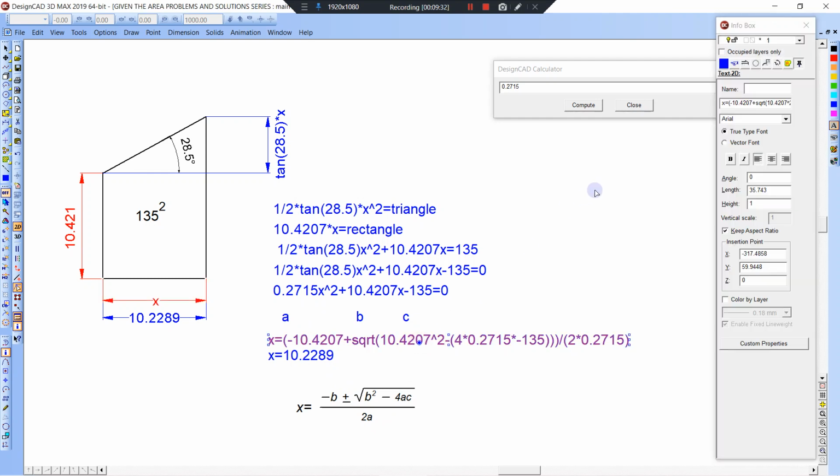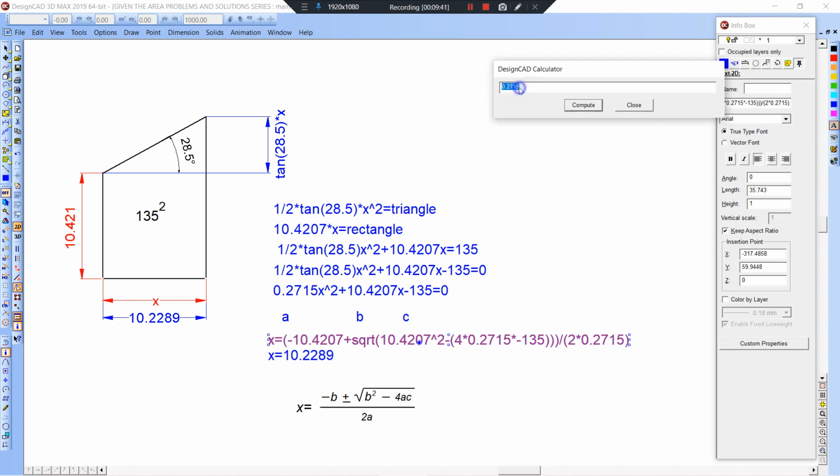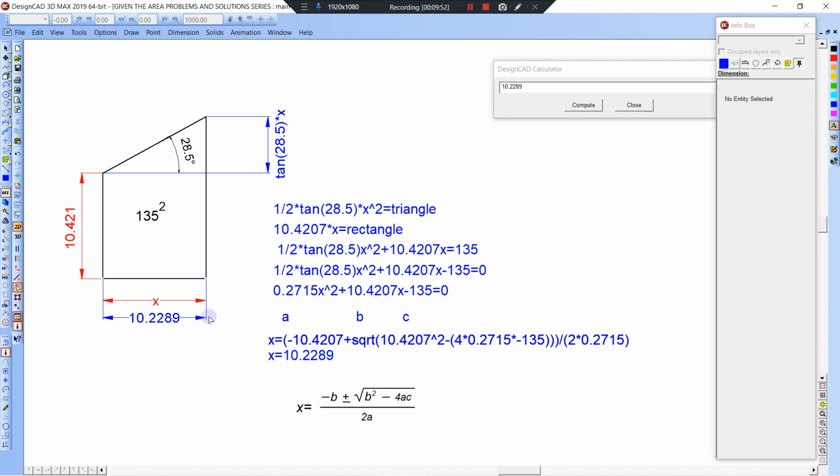So if you type that in, just copy that here, you'll see compute, 10.2289, and that's what you get there. That was our unknown. That's x. And then you can solve for this by just multiplying 10 times 10.2289, enter. You would get, that's not true.